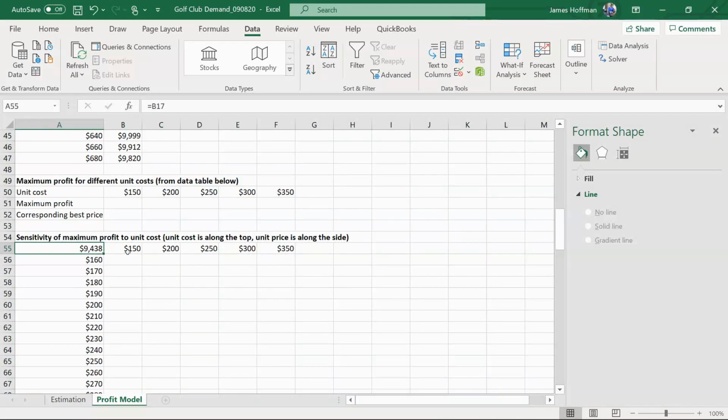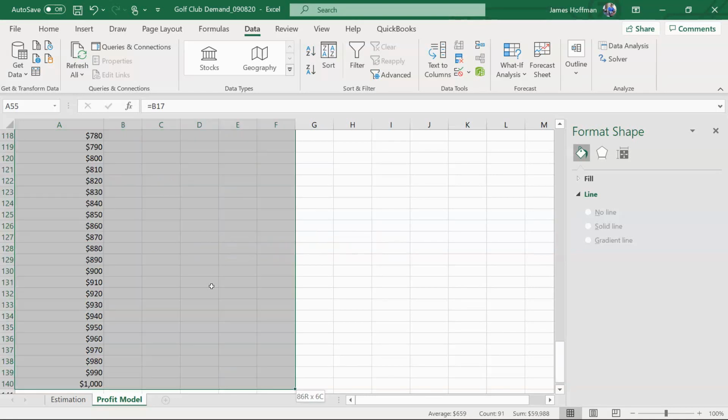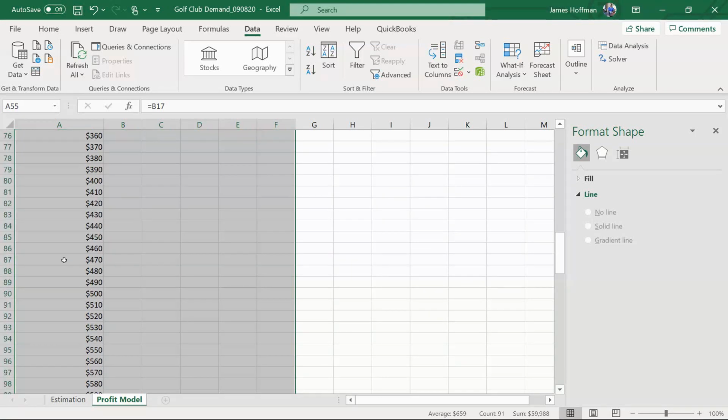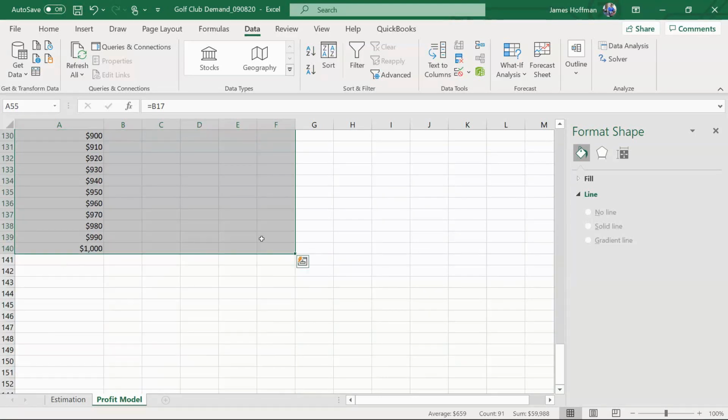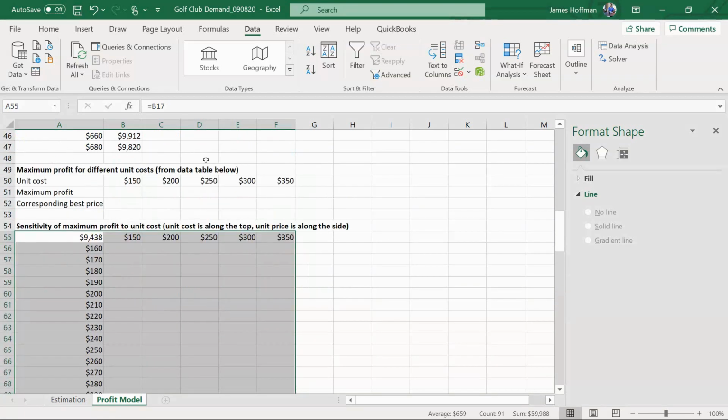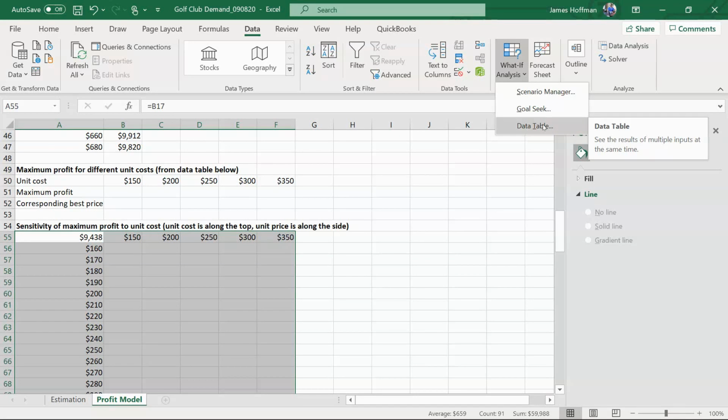Okay, so you have this set up here, right? This is equals B17, and you've got the costs and the prices here. So you can select the whole area. Select and leave it selected, area A55 to F140. And then click on the Data tab, click on the What-If Analysis drop down, and then Data Table.